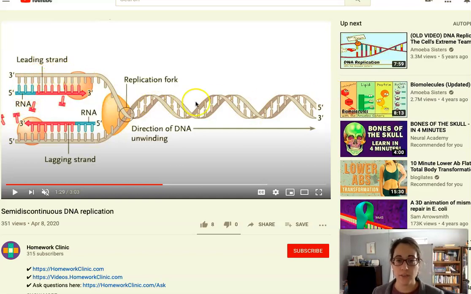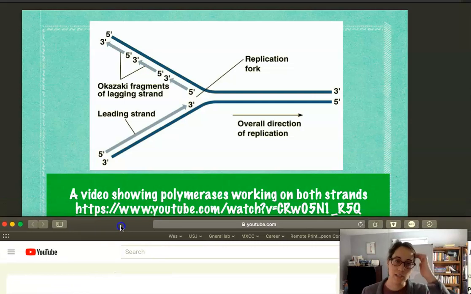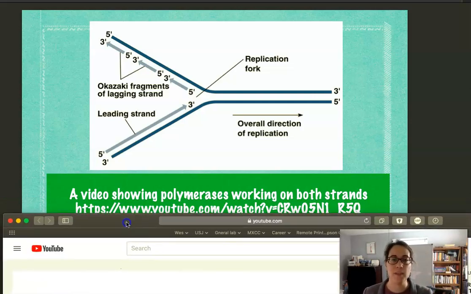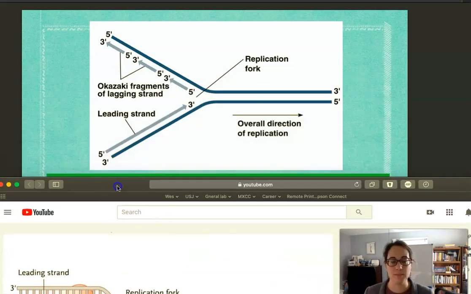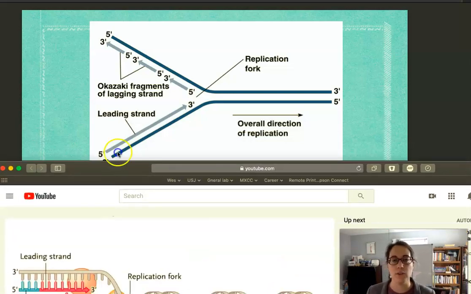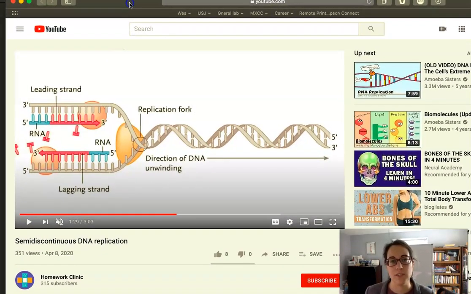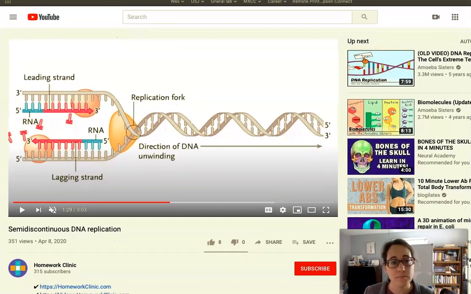And so here in the gray, we have the template DNA. Here in the orange, we have the helicase. We see the replication fork. And then we have the leading strand synthesis and then the lagging strand synthesis. This is opposite of what we saw on the slide, which was that the lagging strand was on the top and the leading strand was on the bottom. That is because we reversed the polarity of the DNA in this image. Not really a big deal.